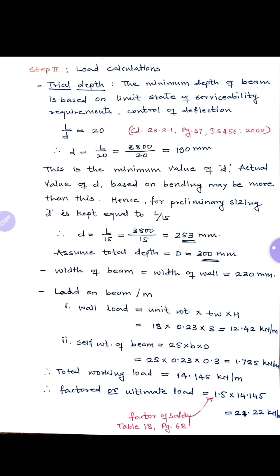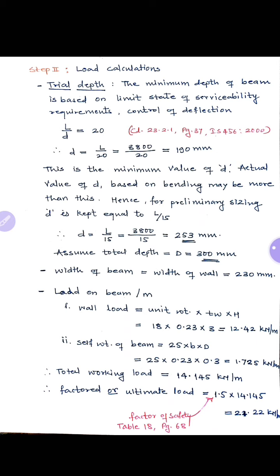Now to calculate load on beam, as we know we are designing plinth beam, so it is subjected to only wall load and self weight of beam. What is not there in this? It is the slab load. Why? Because it is a plinth beam and plinth beams are not supposed to support, or there is no slab over there. So we are not going to consider slab load, only wall load.